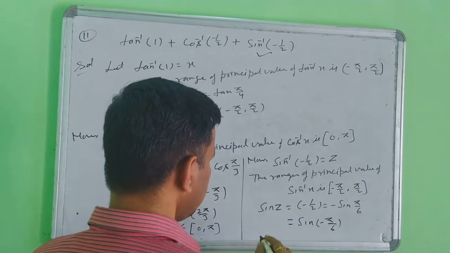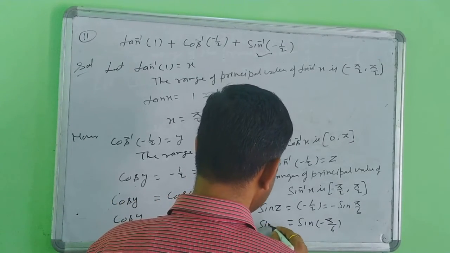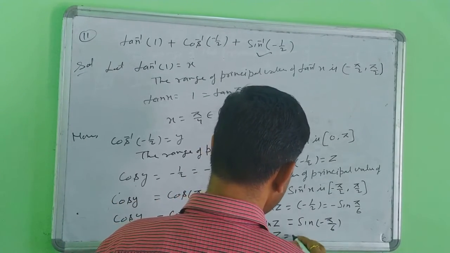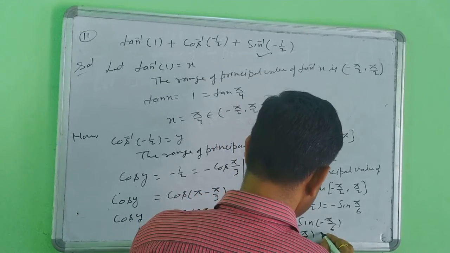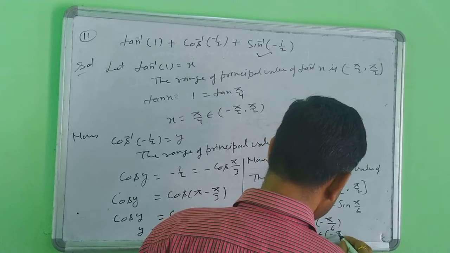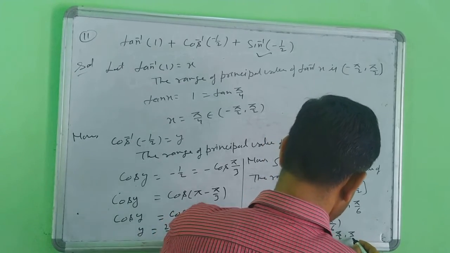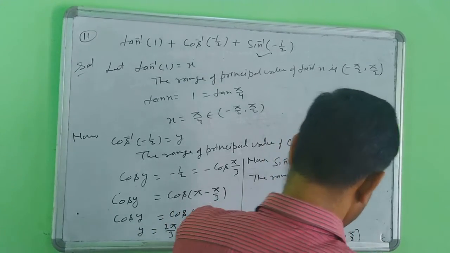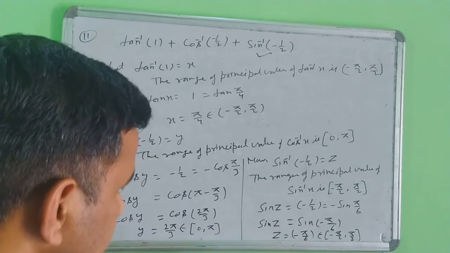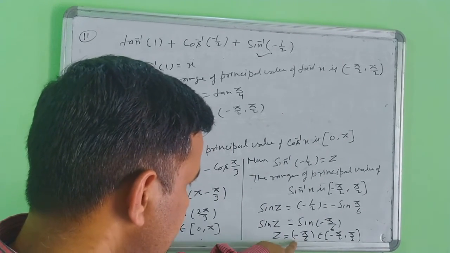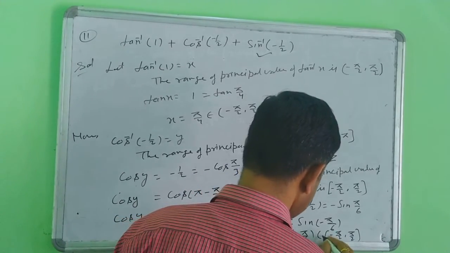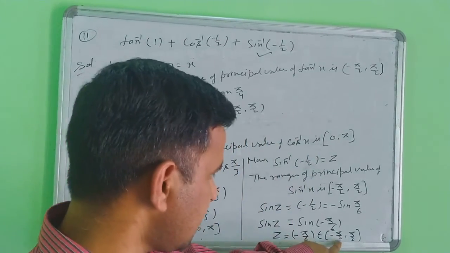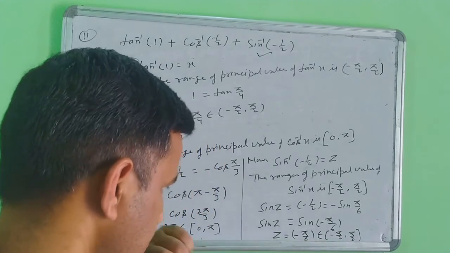So what is the value of z here? This one is sin z. The value of z is minus pi by 6, and this belongs to minus pi by 2 to plus pi by 2. In this way, the value of z, minus pi by 6, belongs to this range, minus pi by 2 to plus pi by 2.